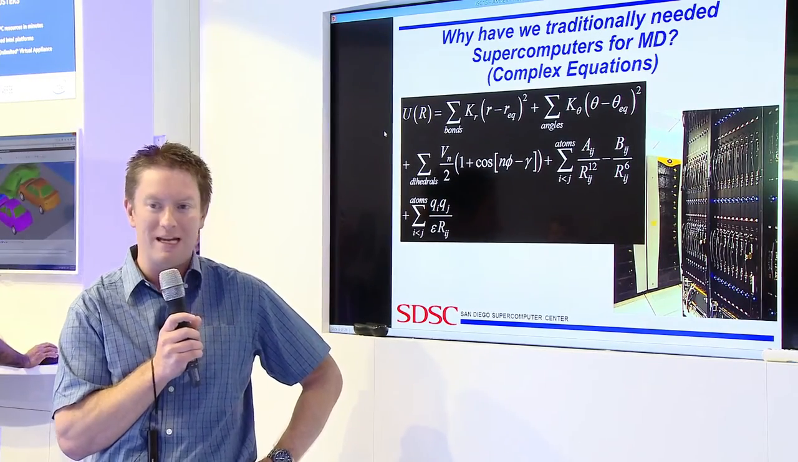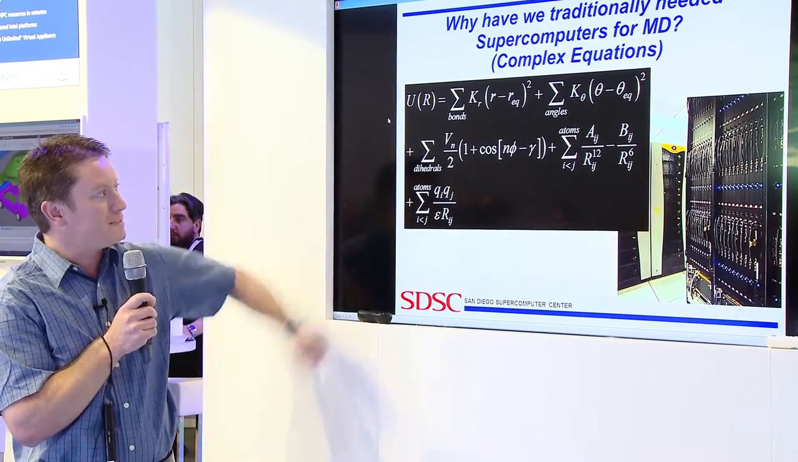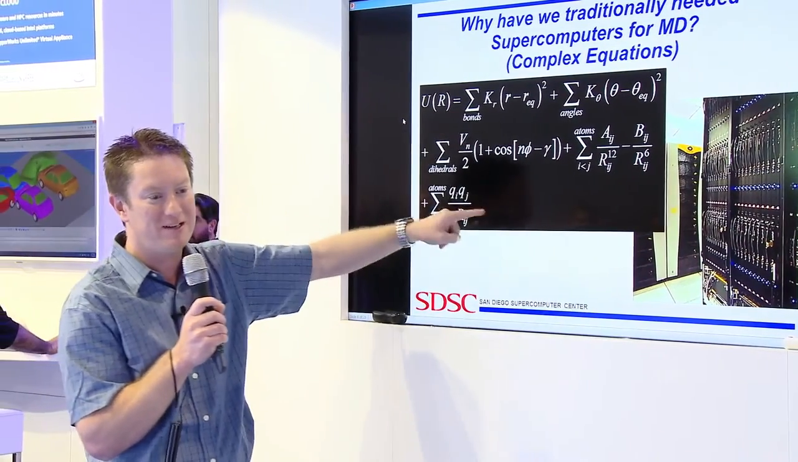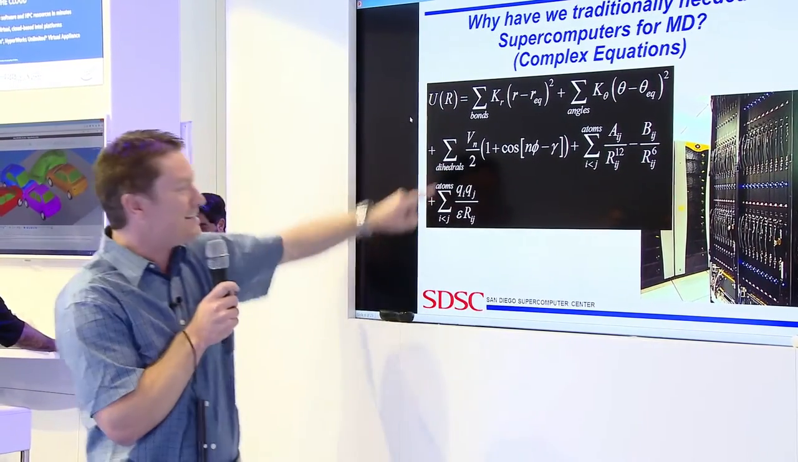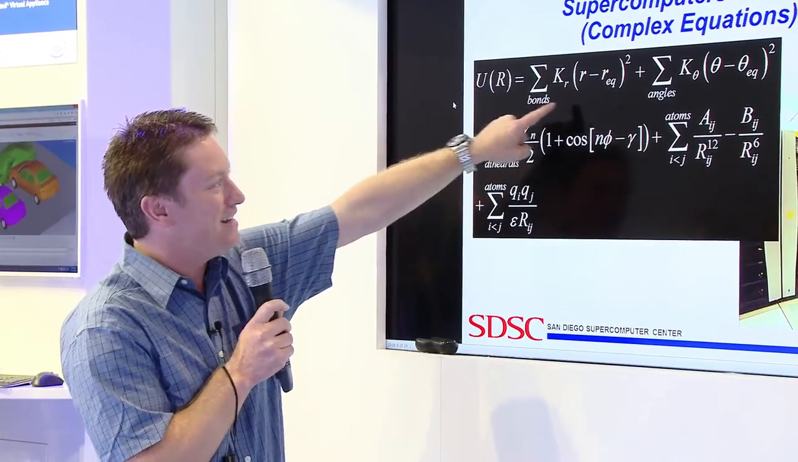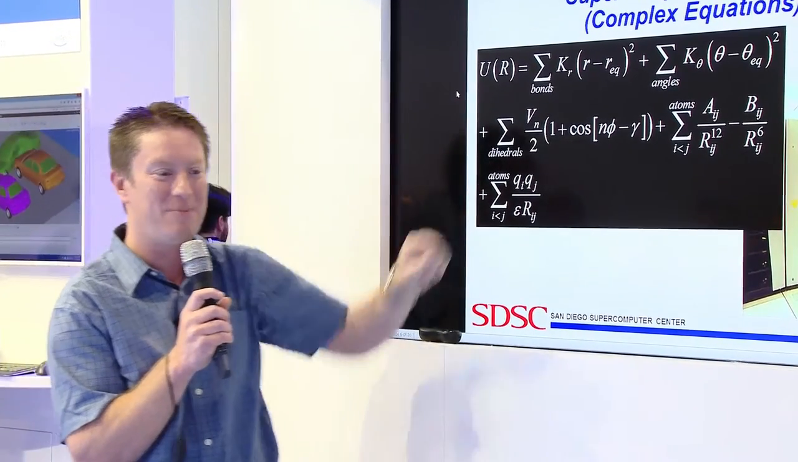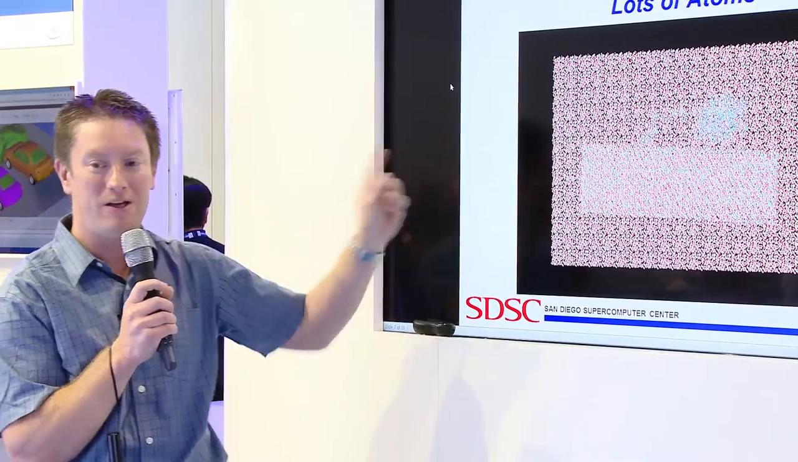Traditionally, though, we've always needed supercomputers for this, and the question is why? And it really comes down to this. We have complex equations. Now, if I show this to a mathematician, it doesn't look too complex. I see some people in the audience frowning at this. This is very simple, right? This is just summations. These are just linear equations. You show this to a mathematician, they think this is simple. Right? The problem is, of course, that we have to do that over a huge number of atoms.